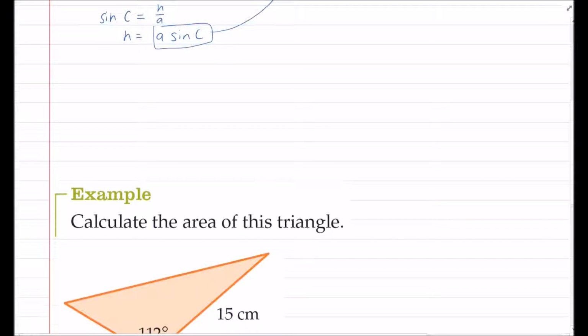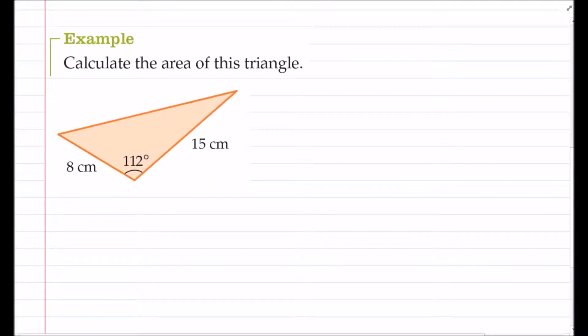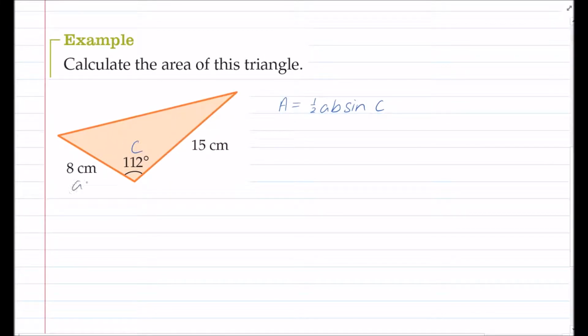So let's apply that formula to this example here. It's asking us to calculate the area. So we'll start by writing out the area formula again, a half AB sine C, and we'll label this our angle C, and our sides A and B don't matter so long as they're not the side opposite the angle. And so substituting these values in, we're going to have a half times 8 times 15 times sine 112. I'll just pause the video there while I get my calculator.